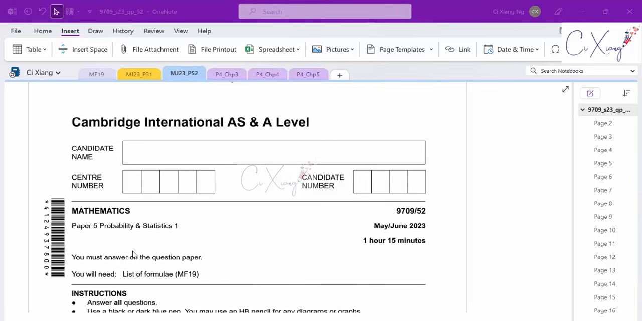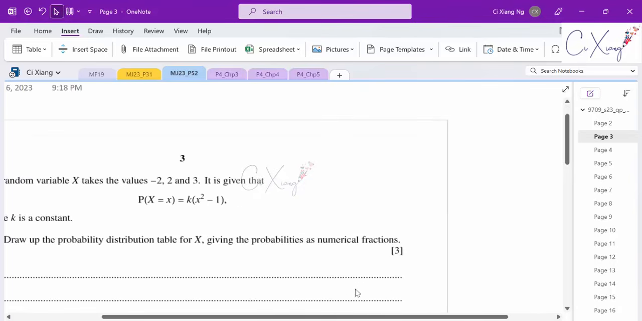Okay, so we'll be discussing the Statistics 1 paper for May-June 2023, paper 5-2. Okay, so we'll start with question number 1.